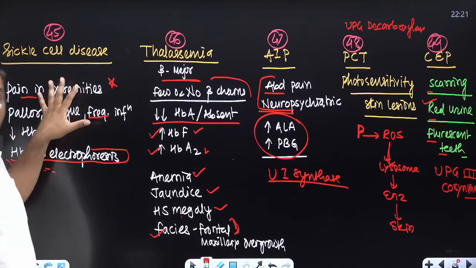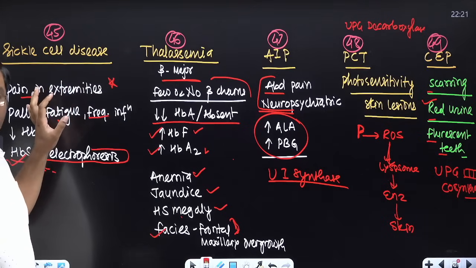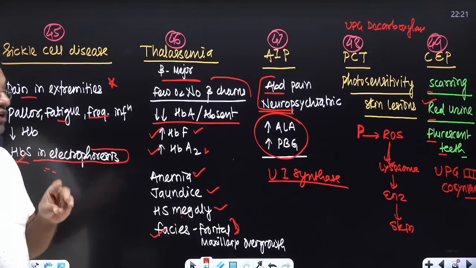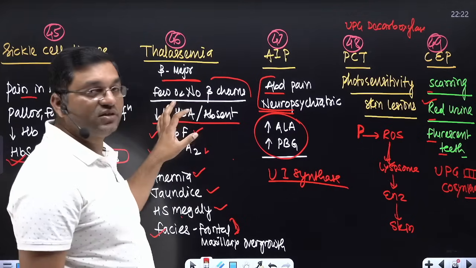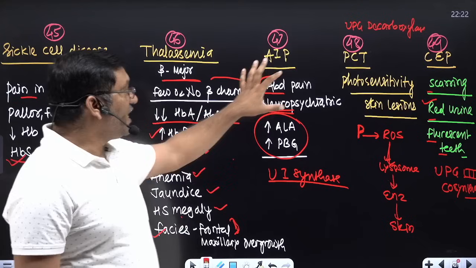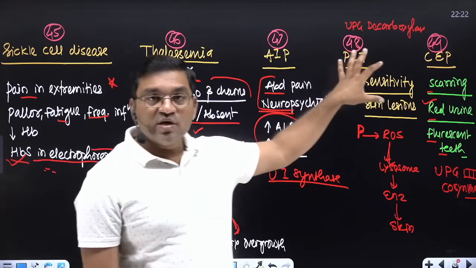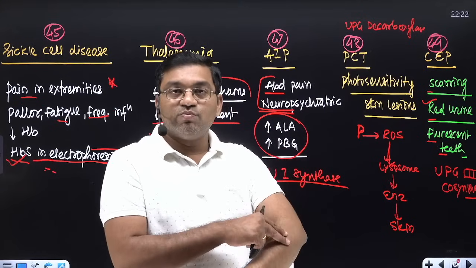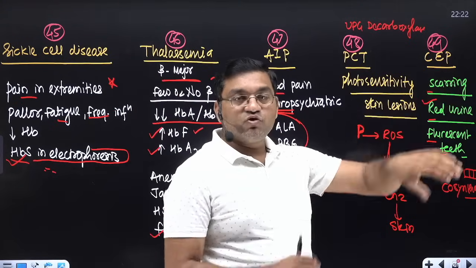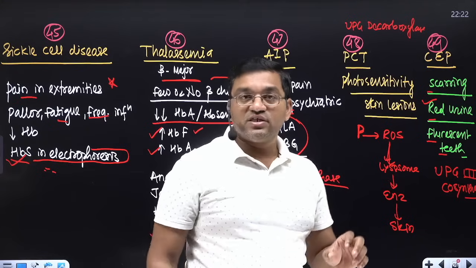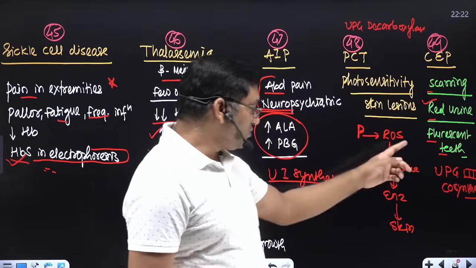So sickle cell anemia: pain in the extremities, anemia, pallor, and crisis may be there because of sickling of the RBCs. Thalassemia: quantitative defect of the beta chain, decreased beta chain synthesis causes the manifestation. Acute intermittent porphyria: abdominal pain and neuropsychiatric manifestation. Porphyria cutanea tarda: bullous skin lesions. Congenital erythropoietic porphyria: photosensitivity, blistering skin lesions, red urine and fluorescent teeth on examination.